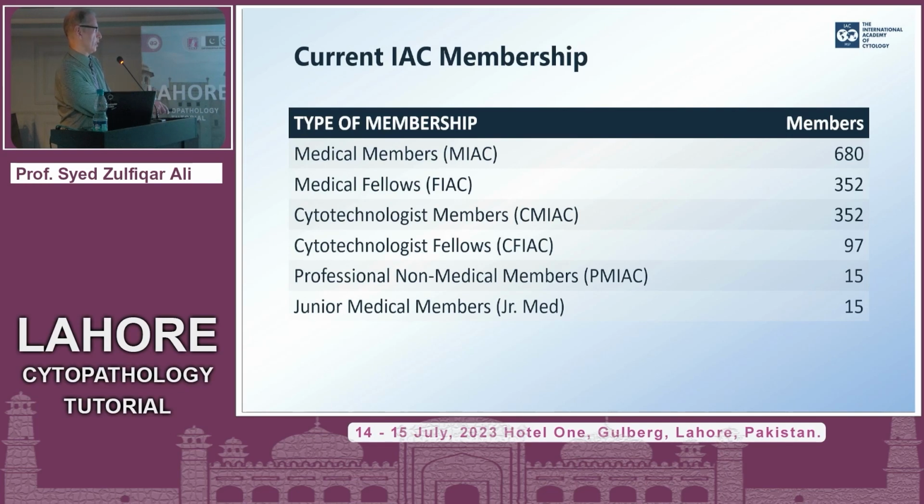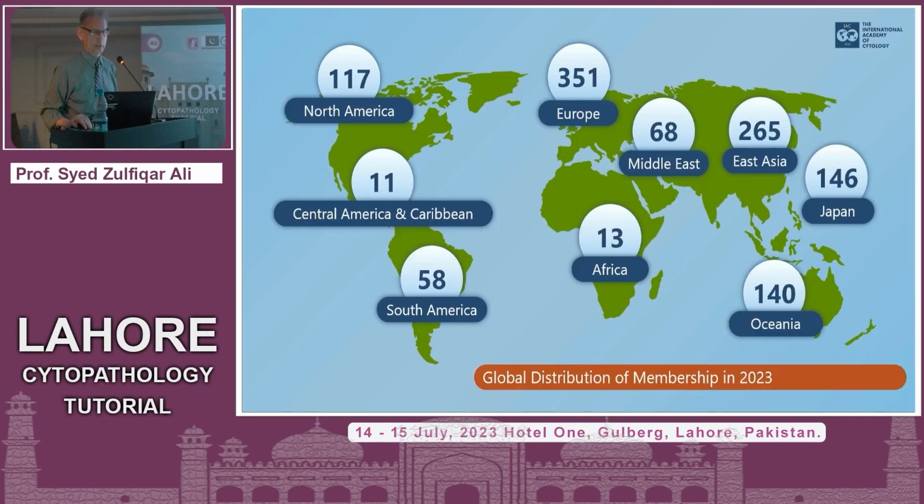There are cytotechnologist members. Fellows are the members who, after 2 years of being a member, take the board exam and become fellows. So they can write FIAC after the name. And likewise, cytotechs also have an examination. There are non-medical members and there are junior members. Those of you who are in training could certainly consider becoming junior members.